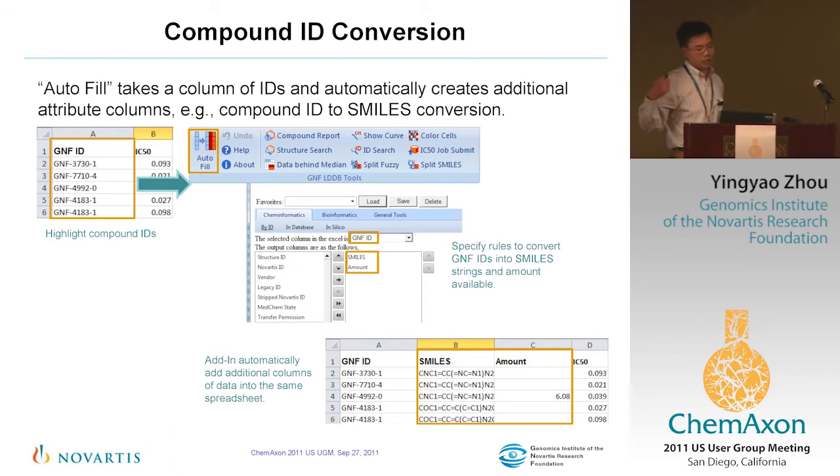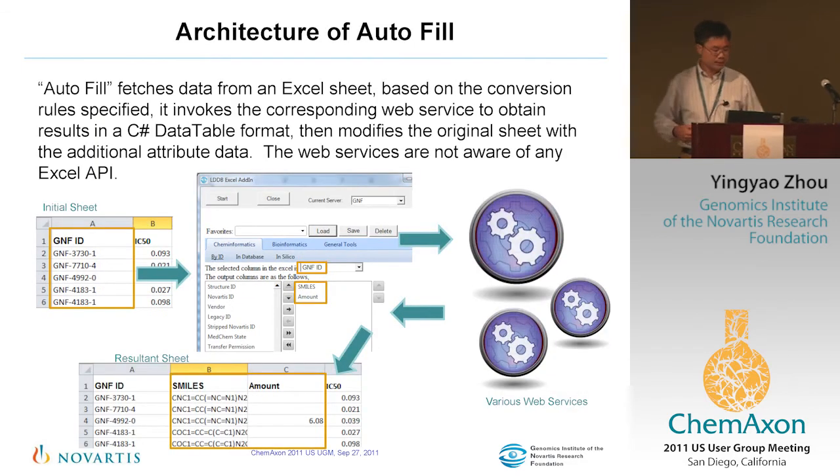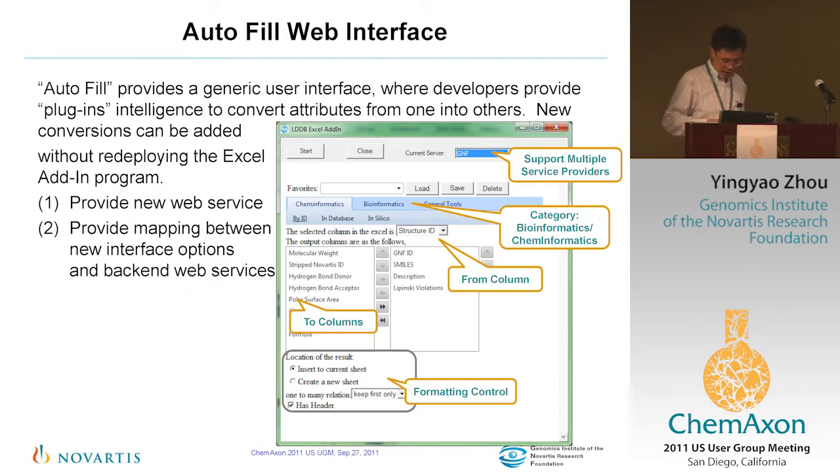So the program doing all the business logic on the server doesn't need to do anything about any Excel-specific functions, right? So autofill essentially fetches data, invokes the corresponding web service, gets a result back in C# data table XML format, and does whatever modification is required. So that's kind of the architecture.